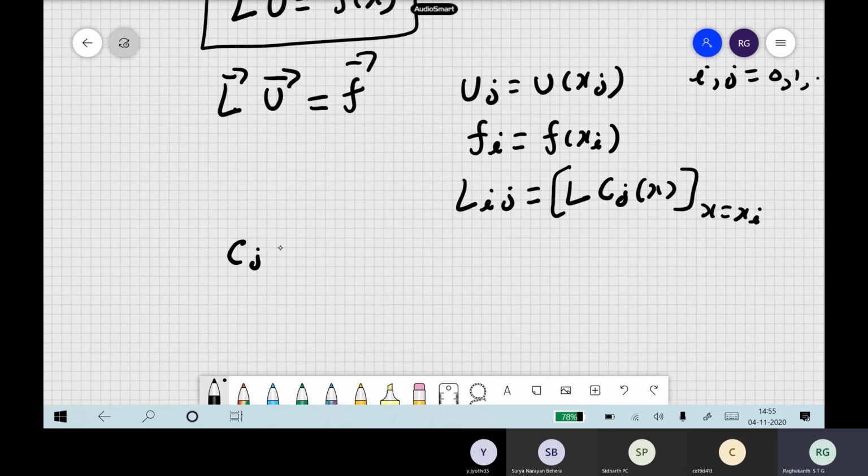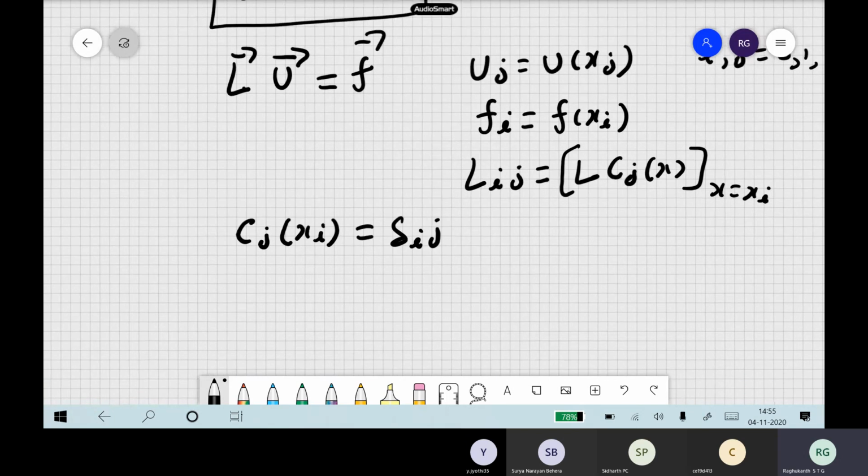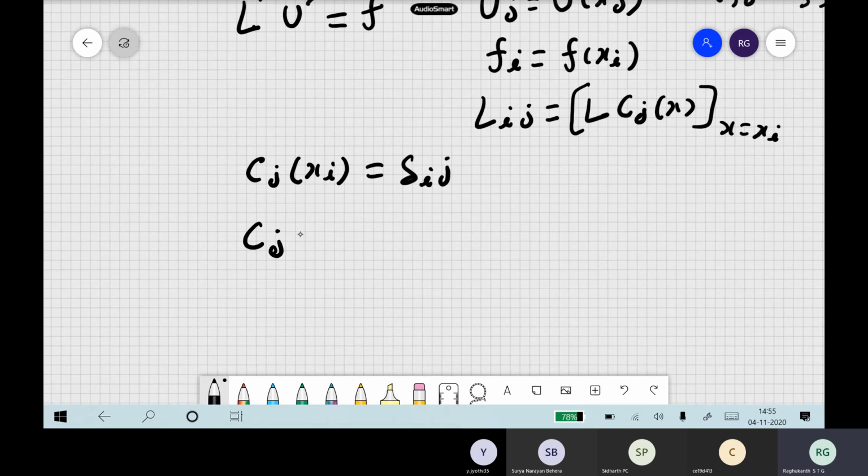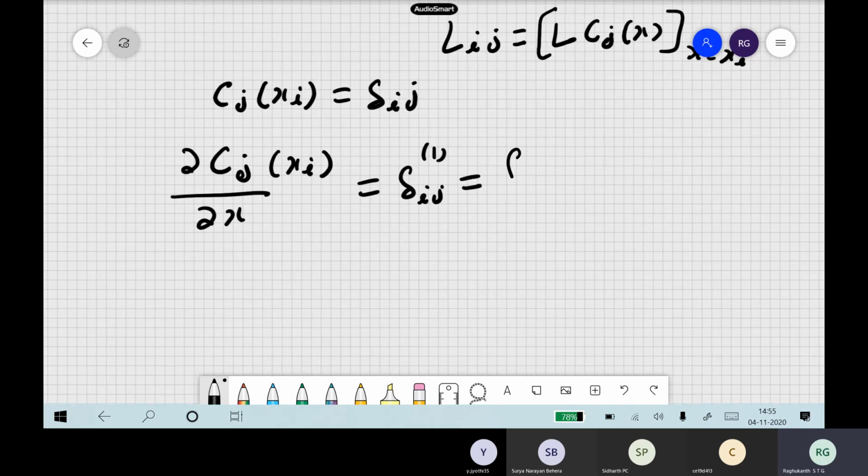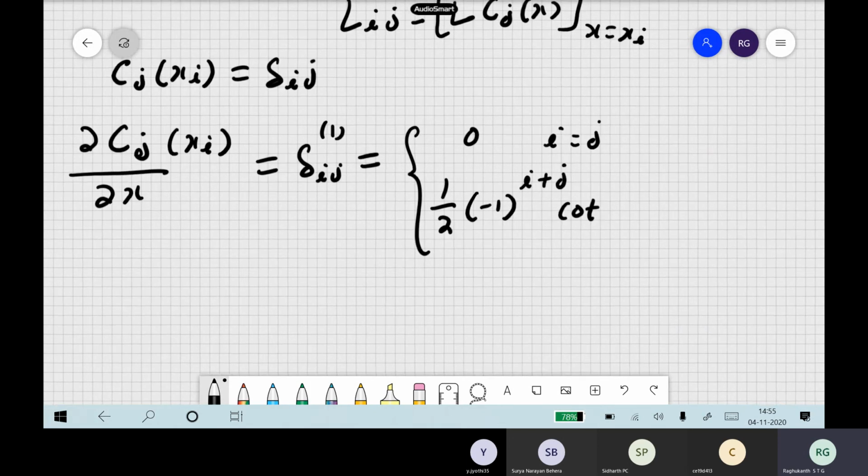So for our cardinal function cj of xi, the property is that it is delta ij. You can even find out its derivatives also. If you differentiate cj with respect to x, this quantity will be 0 when i is equal to j, and otherwise it is half, (minus 1) to the power i plus j, cot of (xi minus xj) by 2 when i is not equal to j. So this is its derivative also.